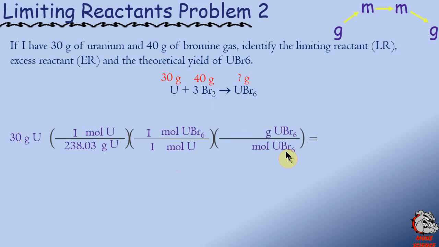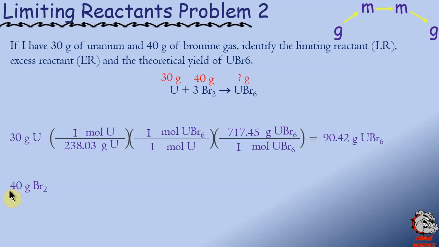Moles of UBr6 to the bottom, grams on top, and when it's moles to grams, 1 mole is equal to the molar mass. 717.45 is what I got. So in your calculator, 30 divided by 238.03 times 717.45, I get 90.42 grams of UBr6. Run the exact same thing with bromine.